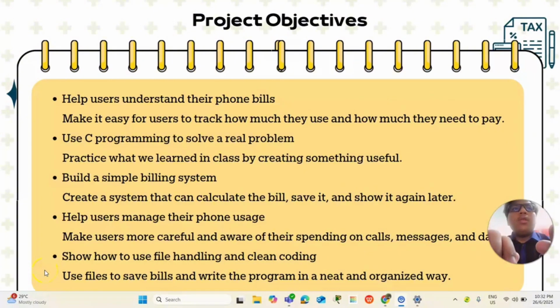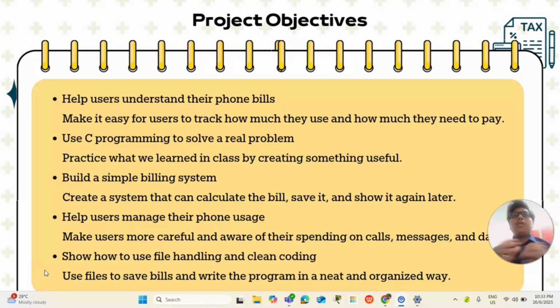Okay, the third point of the objective is build a simple billing system. Create a system that can calculate the bill, save it, and show it again later. From this point, we focus on the basic functions that a user needs: input usage, calculate the bill, save it, and view past records. A working and reliable system is more important than a complicated one that is confusing.